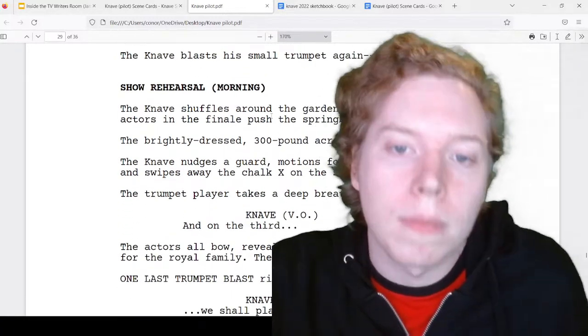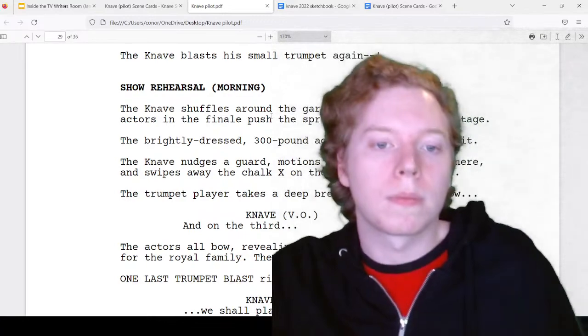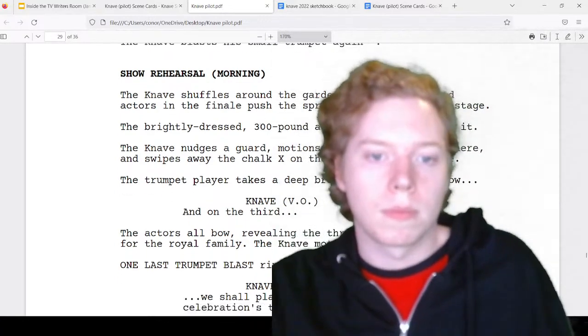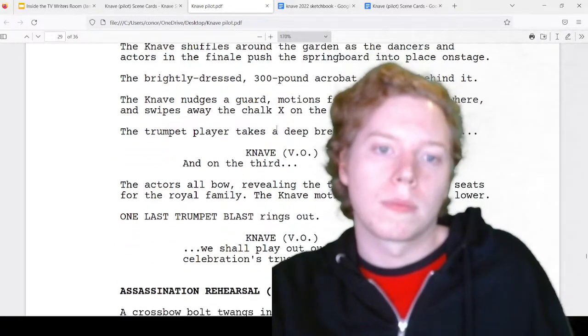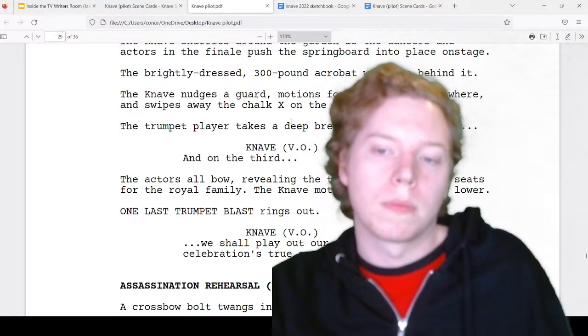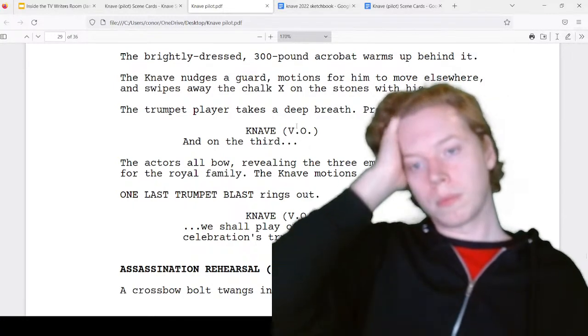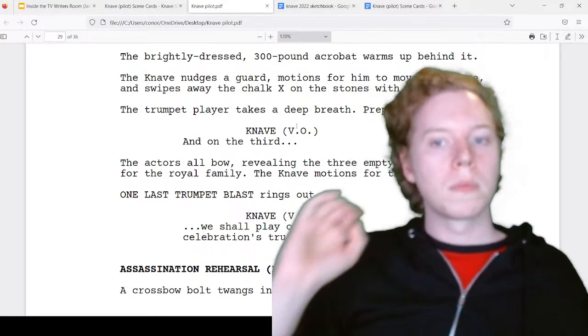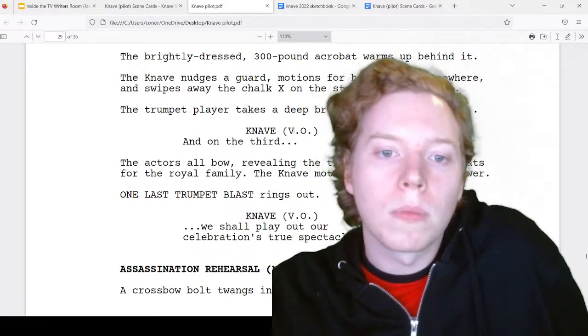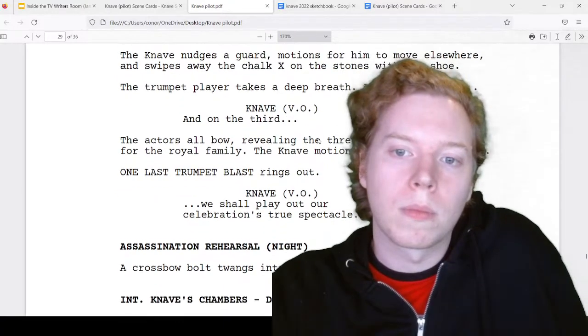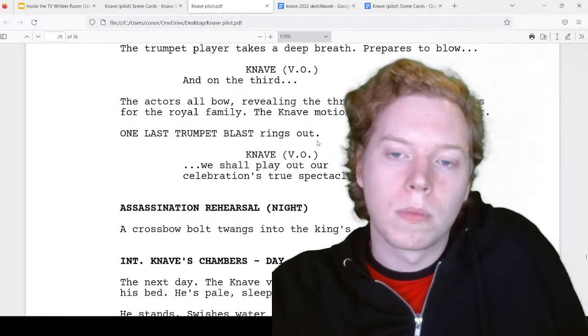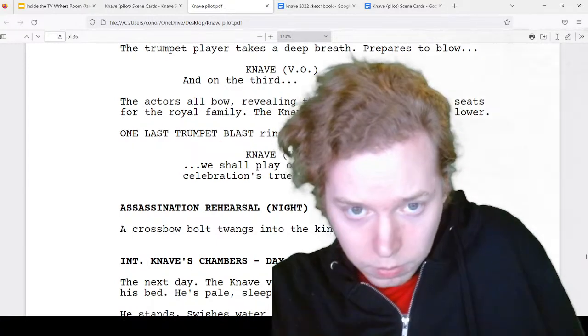The knave blasts his small trumpet again. Show rehearsal, morning. The knave shuffles around the garden as the dancers and the actors in the finale push the springboard into place on stage. The brightly dressed 300-pound acrobat warms up behind it. The knave nudges a guard, motions for him to move elsewhere, and swipes away the chalk X on the stones with a shoe. The trumpet player takes a deep breath, prepares to blow.